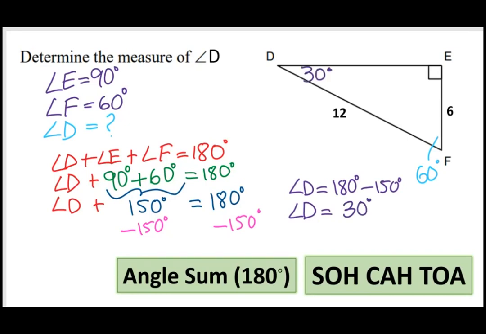Remember, there are two ways to solve angles in a right triangle. If you know two angles, you're going to use the Angle Sum Theorem. If you only know one angle, then you will use SOH CAH TOA.